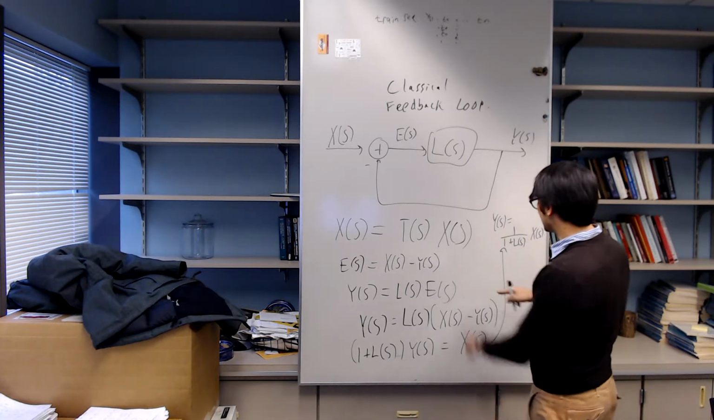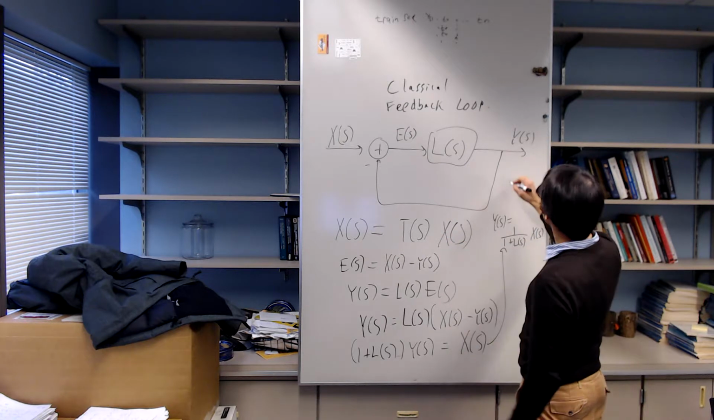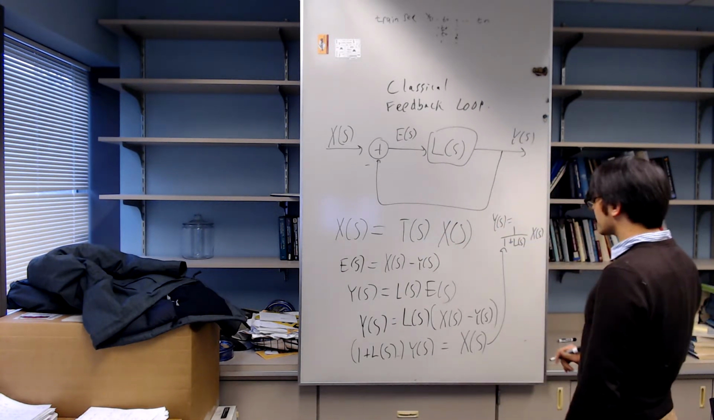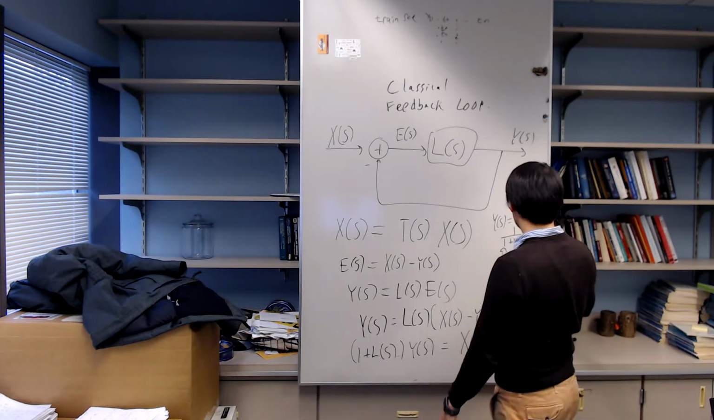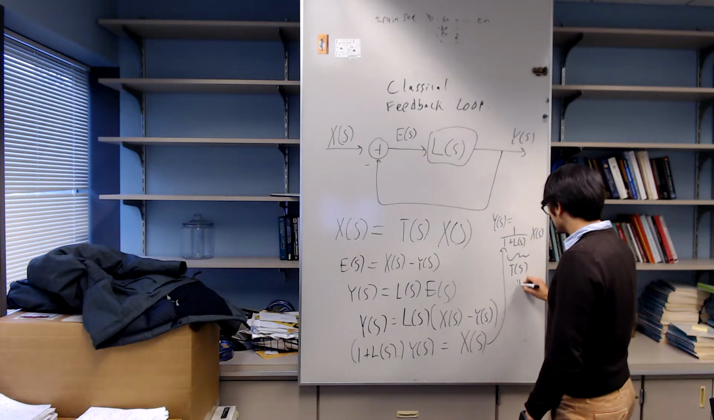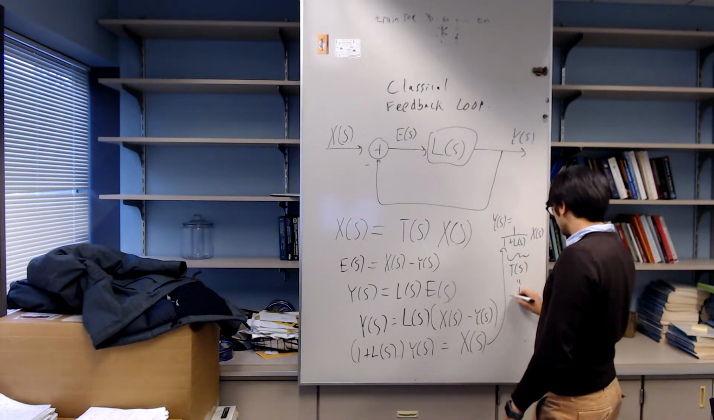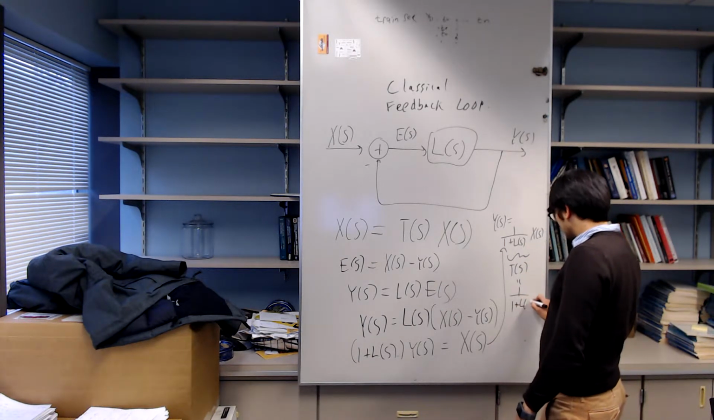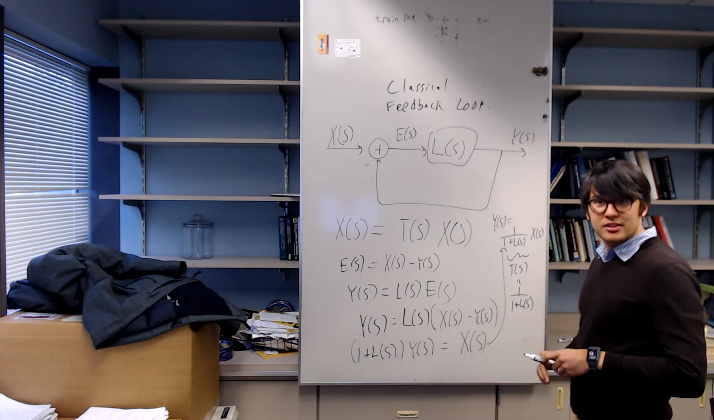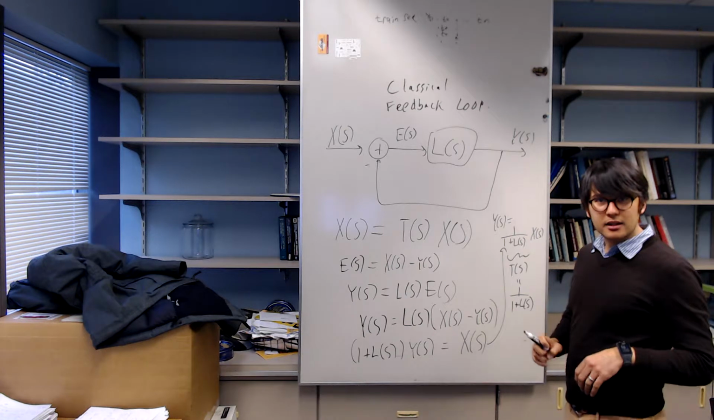So let me just kind of write it. Oh man, such a little board. All right, this thing over here, T of s is equal to 1 over 1 plus L of s. Cool. So that is the most basic feedback loop.